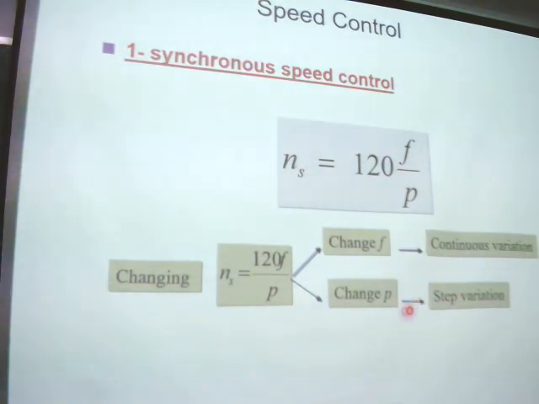Here there's a difference between these two methods. The number of poles is an integer number: two, four, or six. So it's a step method. But the frequency, we can change continuously. So the speed varies continuously with the parameter.